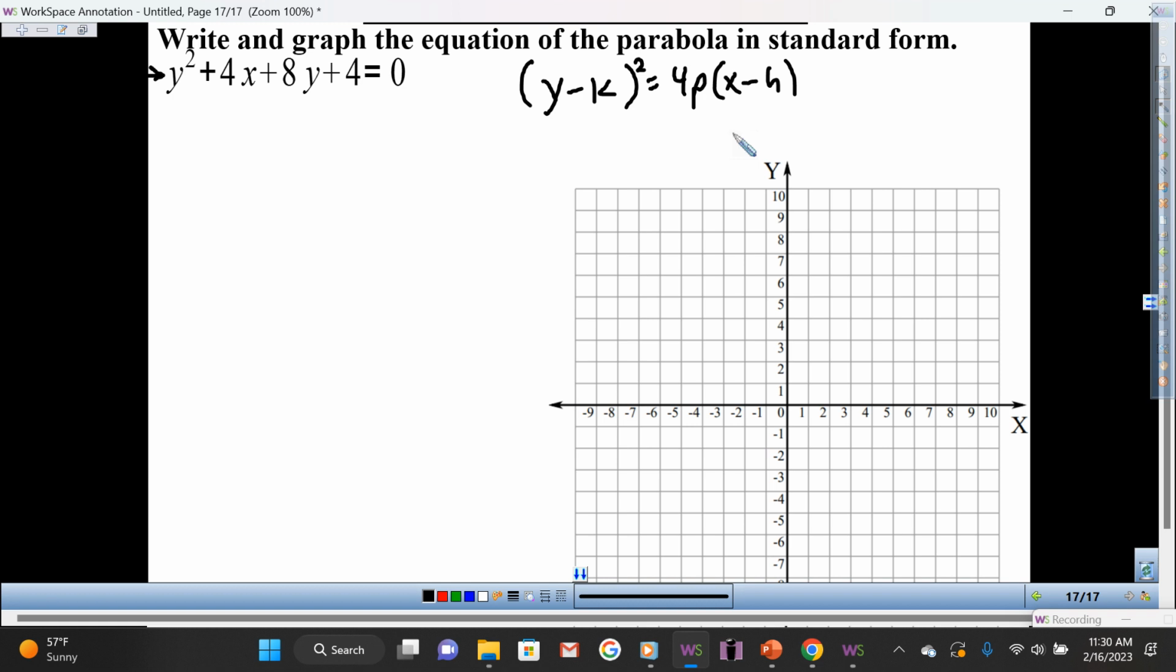That is correct. Hands if you got up to right there. All right. And then Frida gave us the next step. She said we need to leave the y by itself. So therefore, subtract 4x. Subtract 8. No, not 8. We subtract 4. My bad. Subtract 4x, subtract 4 from each side. We're left with y squared plus 8y, empty space, equals negative 4x minus 4.